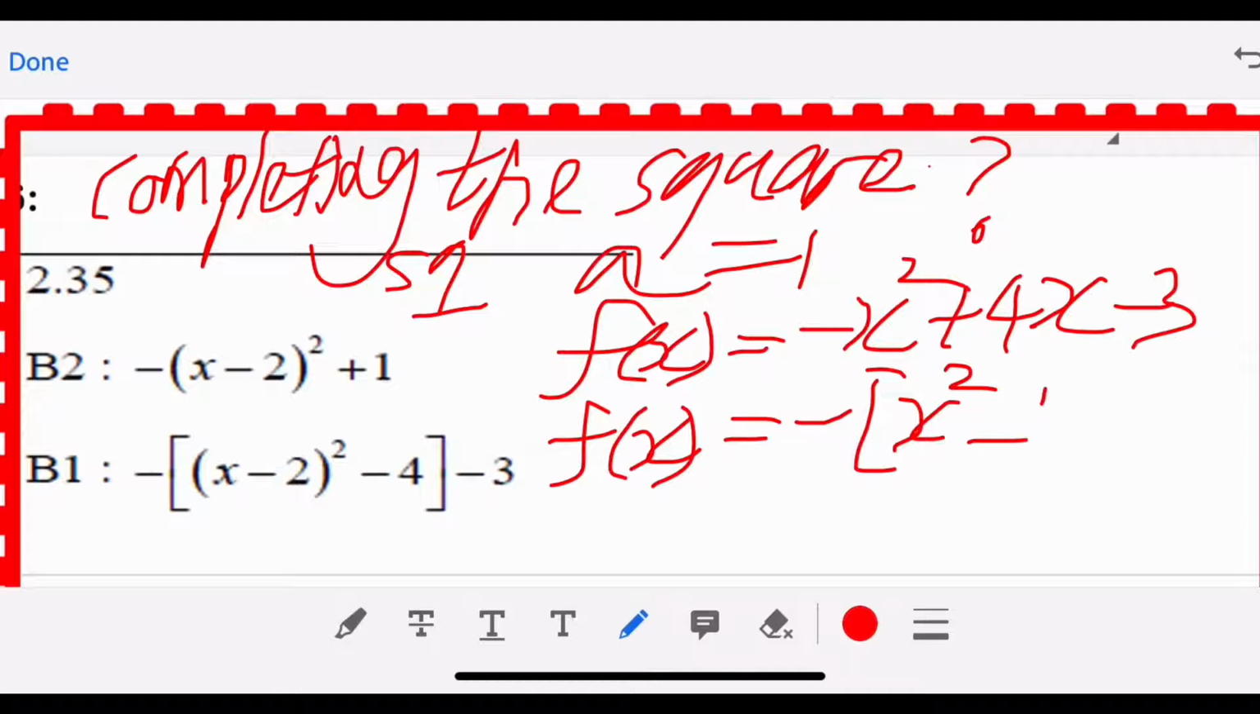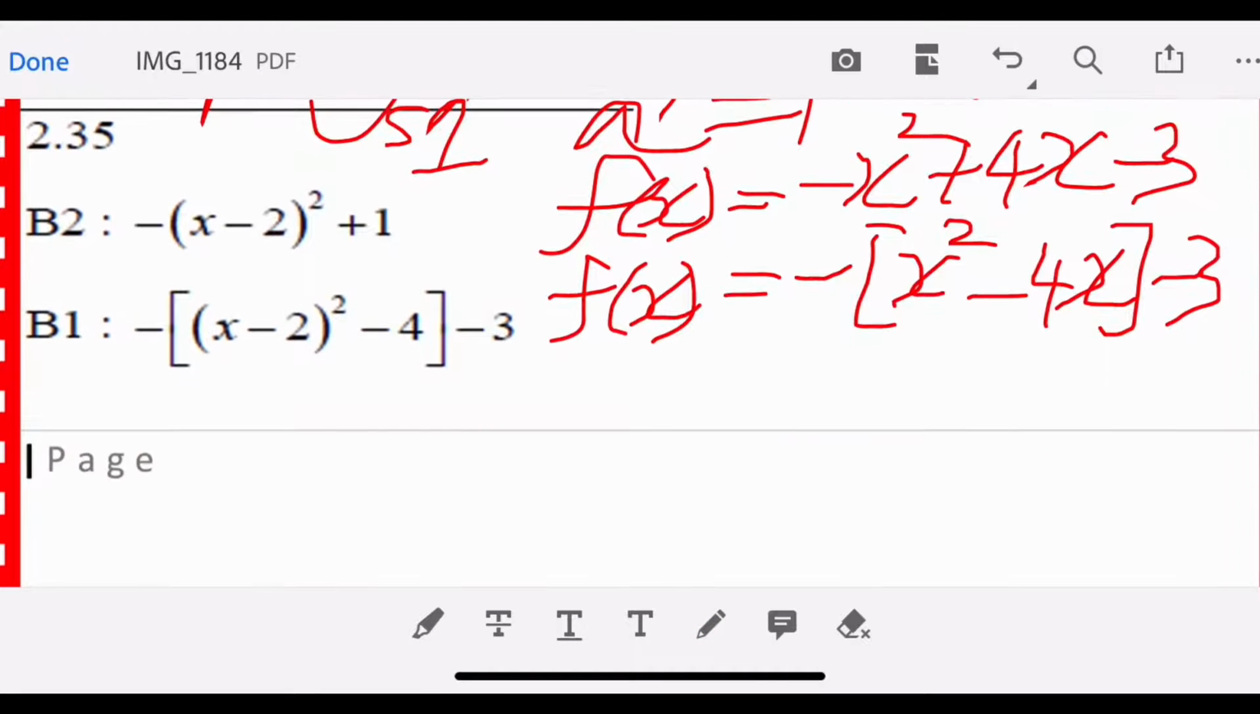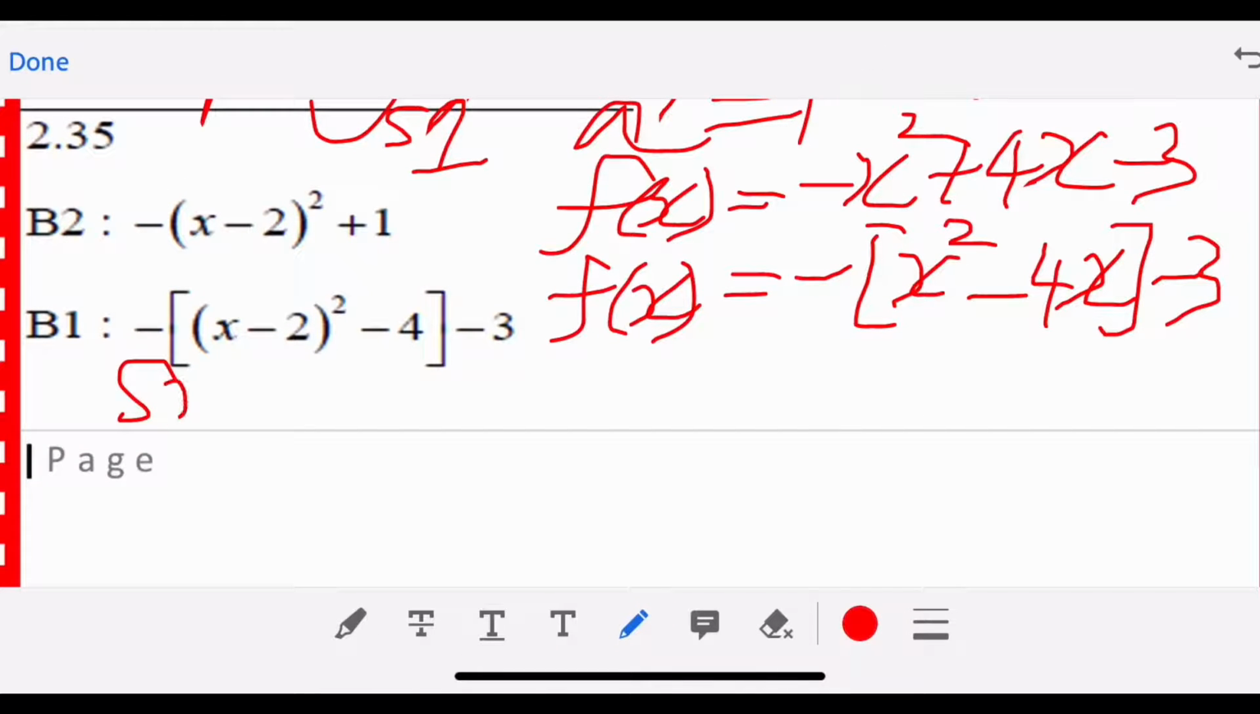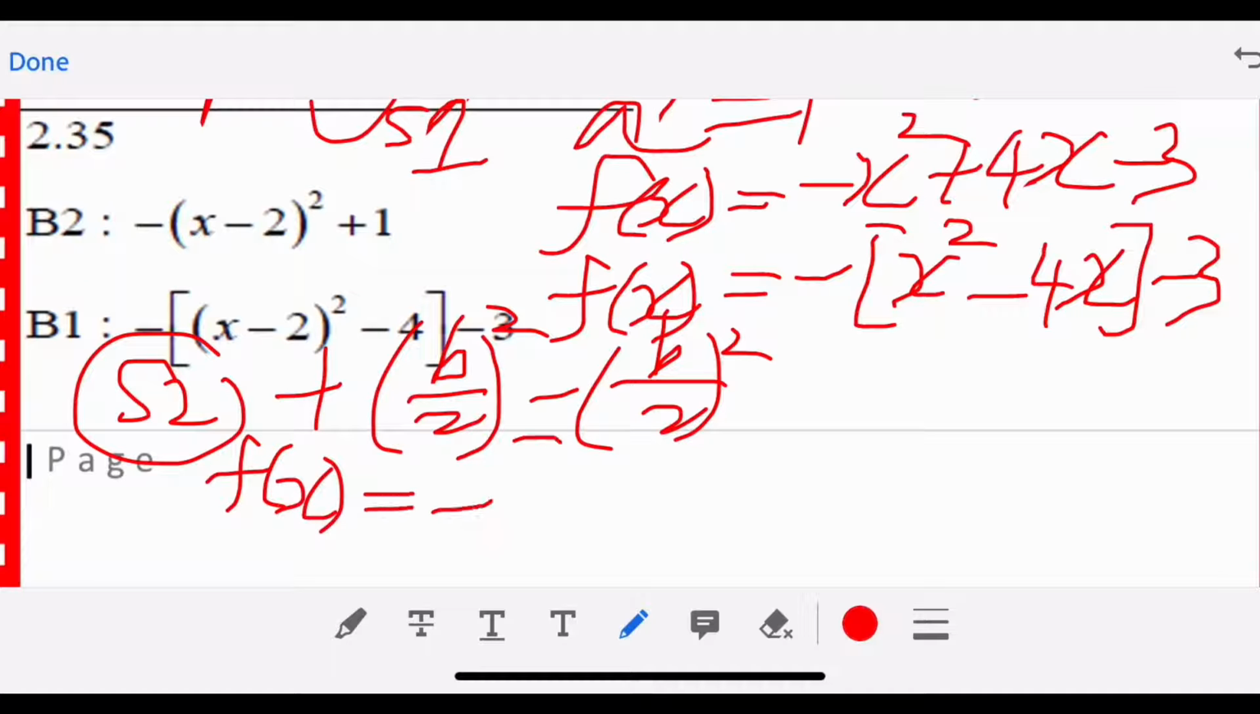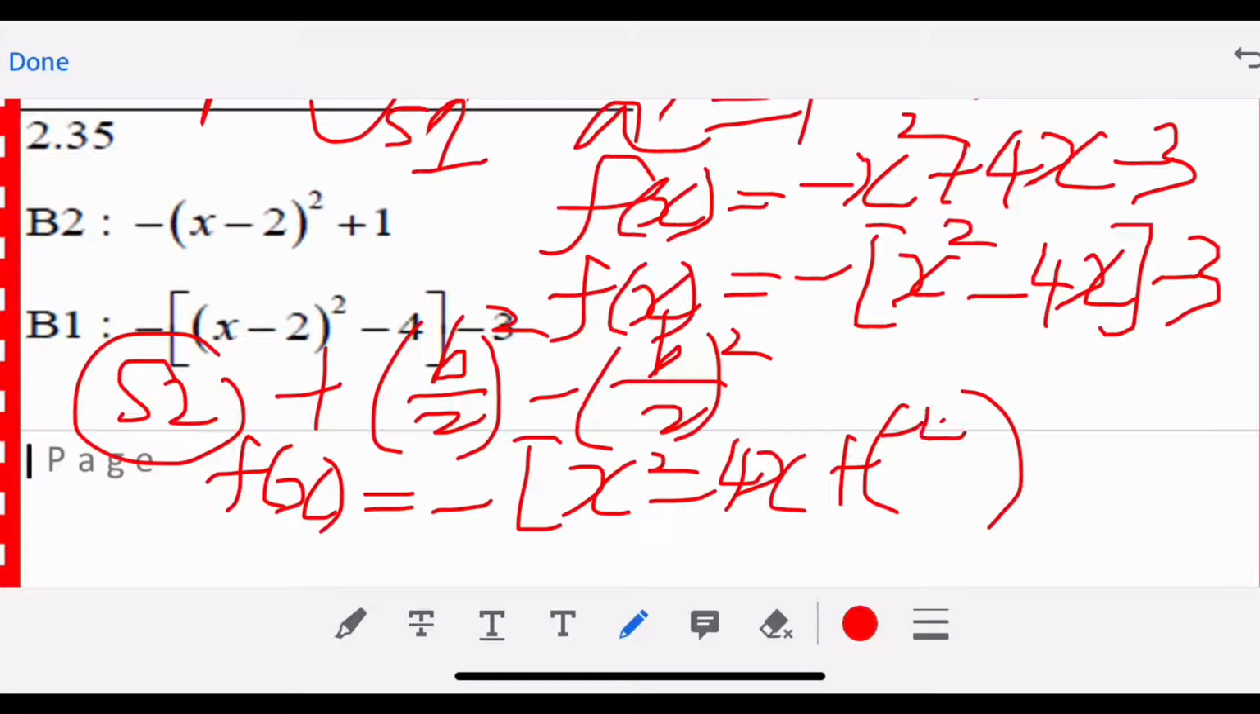So it becomes negative, bracket, positive 1x squared minus 4x. Then the minus 3 we just put aside first. Now step 2 is you have to add half of b, b over 2 squared, and you have to minus out the b over 2 squared. If you're not sure how to do completing the square, you just follow the steps. I'm sure you know how to do it.